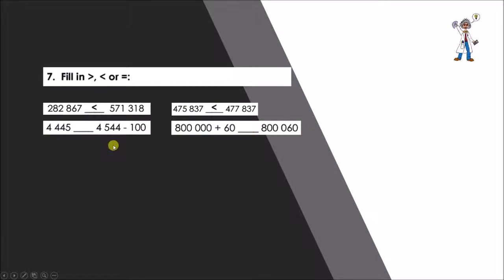When we look at these two here, we first have to do a little calculation. If we subtract 100 from 4,544, we'll get 4,444, which is 1 less than 4,445. So this is the larger one, so we need that sign. Here, 800,000 plus 60 will be 800,060, and they are exactly the same.